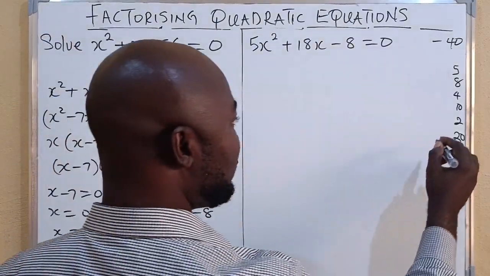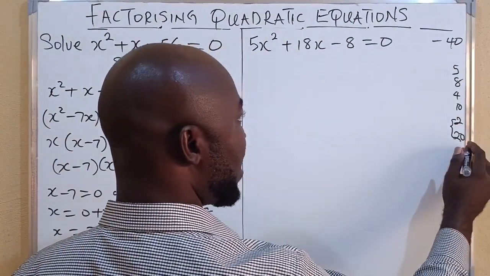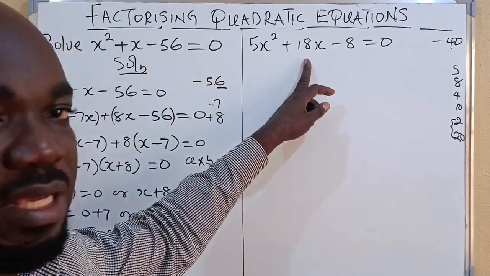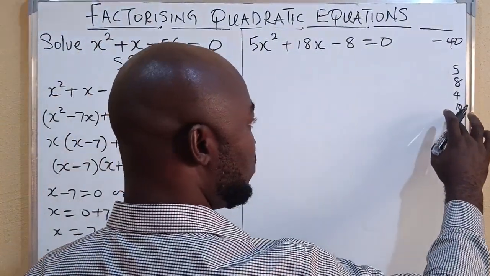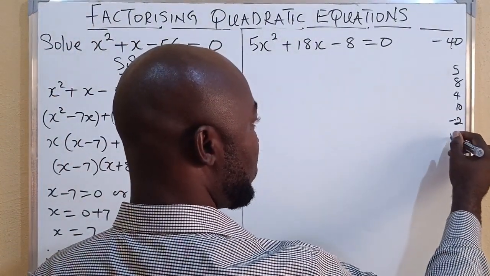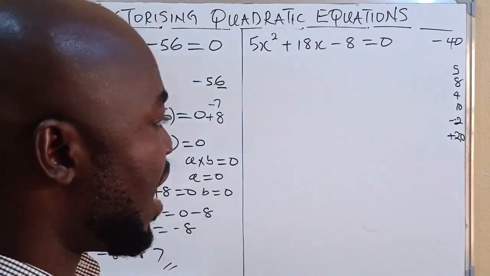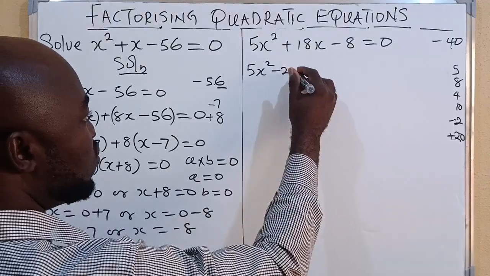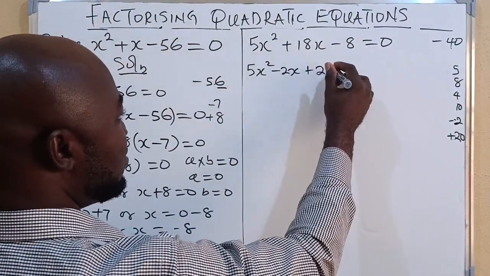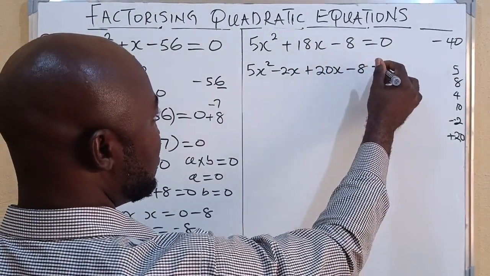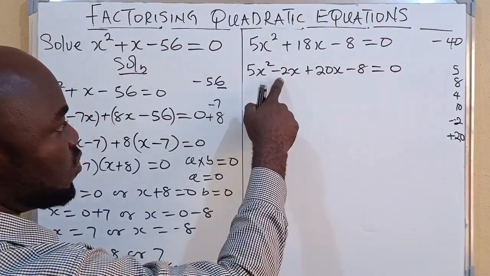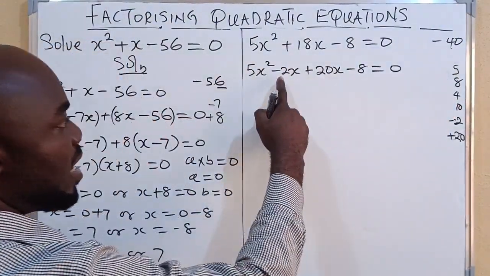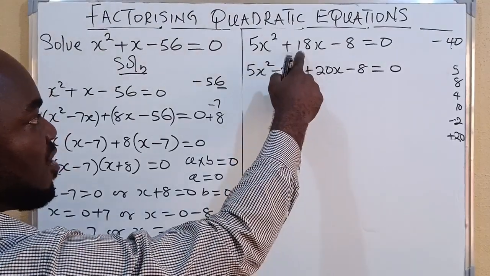Okay, so now I have 2 and 20. If I multiply 2 and 20, I will have 40. And there is a way I will add 2 and 20 to have plus 18, and that 2 and 20 will be minus 2 and plus 20. So if I add it now, I'm going to have 5x squared minus 2x plus 20x minus 8 equals 0. Minus 2 times plus 20, I'll have minus 40. And minus 2 plus 20, I'll have plus 18.